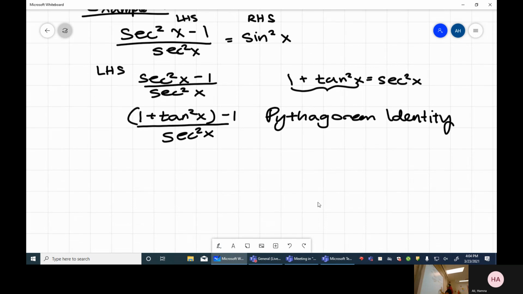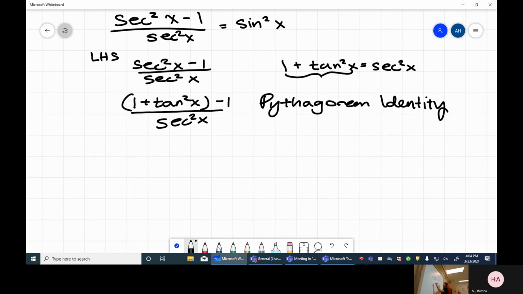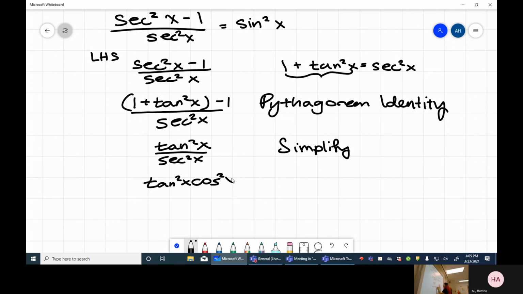From here, we can start simplifying. So we'll just have tangent squared x over secant squared x. And the reasoning for that is just that we're simplifying. And from here, I can think about my reciprocal identity. So we can make this equal to tangent squared x times 1 over secant squared x, which is going to be the same as cosine squared x.